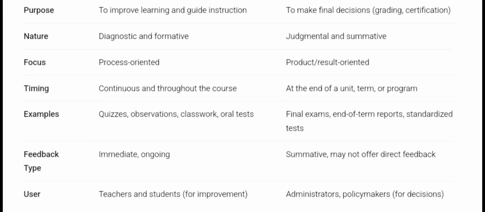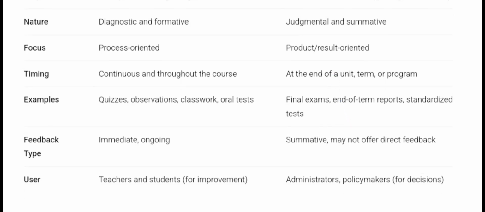Who uses assessment? So both teachers and students can use assessment for their improvement, right? And who uses evaluation? Administrators or policymakers, for decisions. So who is evaluating your answer script? The management, the administration, right? Not you, not me. So this is the difference between assessment and evaluation.